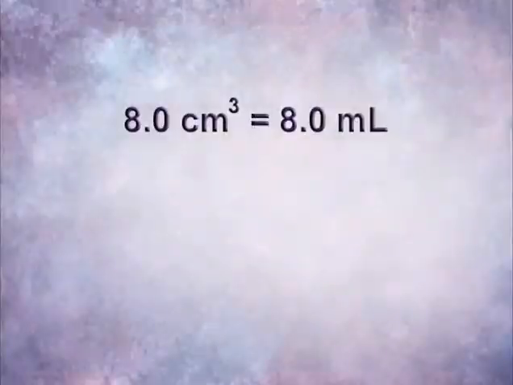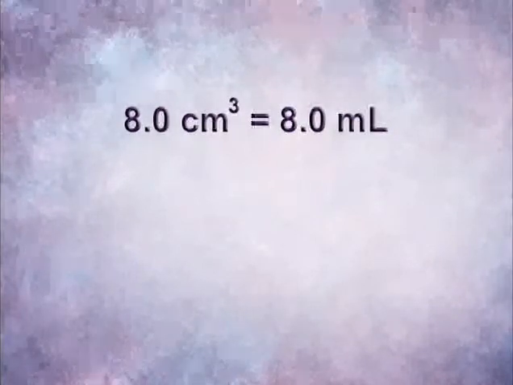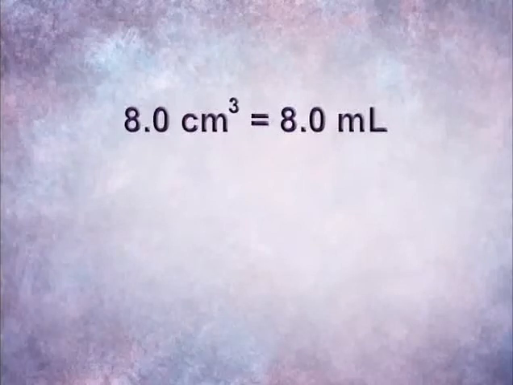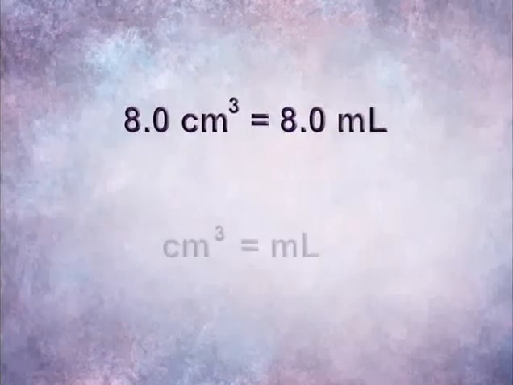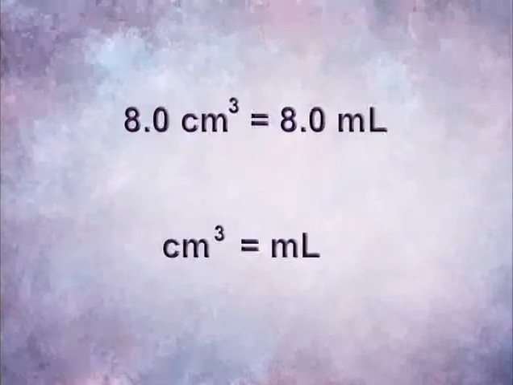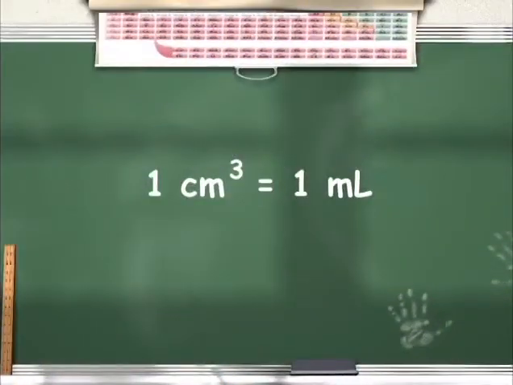So we calculated the volume of the rectangular solid 2 different ways. One way, we got 8.0 centimeters cubed. Another way, we got 8.0 milliliters. What does that tell us about a centimeter cubed and a milliliter? Exactly right. 1 centimeter cubed is equal to 1 milliliter. You must remember this or it will trip you up. 1 centimeter cubed is equal to 1 milliliter.